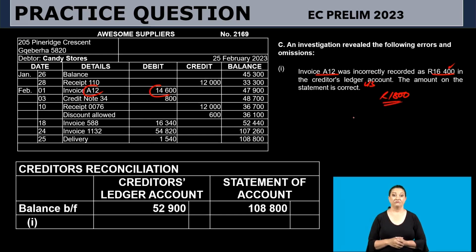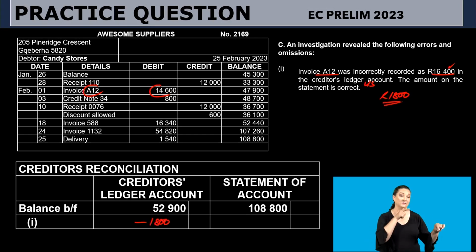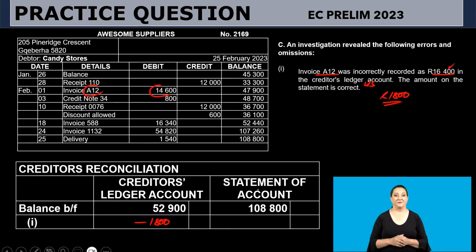We have been told that they are correct on the statement and we are therefore incorrect with the amount that we have in the ledger. Remember, it's an invoice, so we have overstated an invoice. So we'll come here, then we say minus 1,800. Do we record anything on the statement? No. Let's move on to the next one.